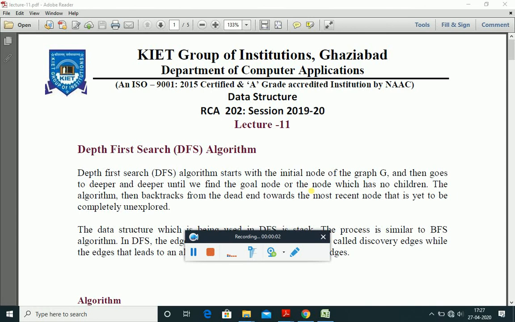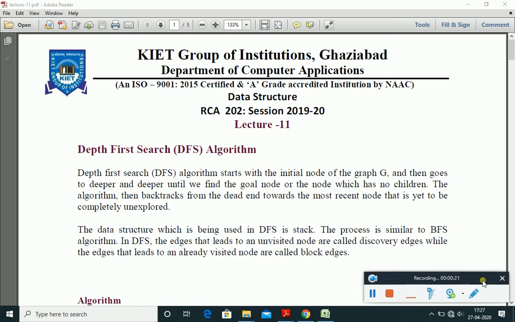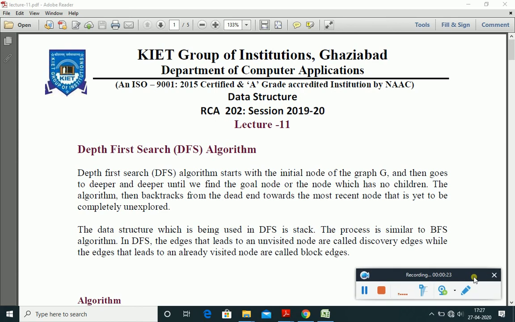Hello friends, today we will discuss two different traversal techniques in a graph. In the previous video we learned how to store a graph in memory, and in this video we will learn how to traverse a graph. There are two different techniques to traverse a graph. The first technique is depth first search, and the second technique is breadth first search. Both techniques are very easy and you can understand them easily.